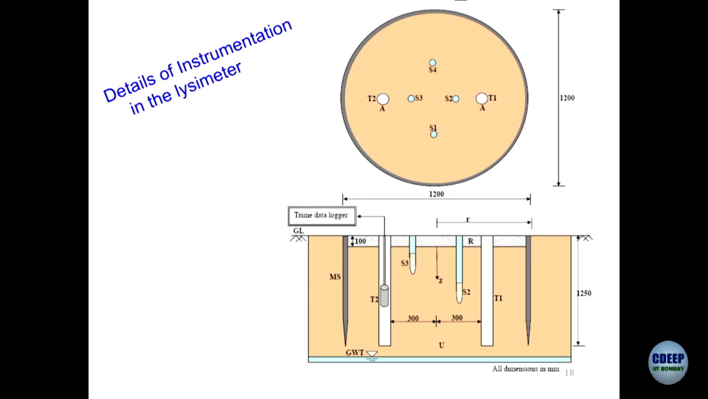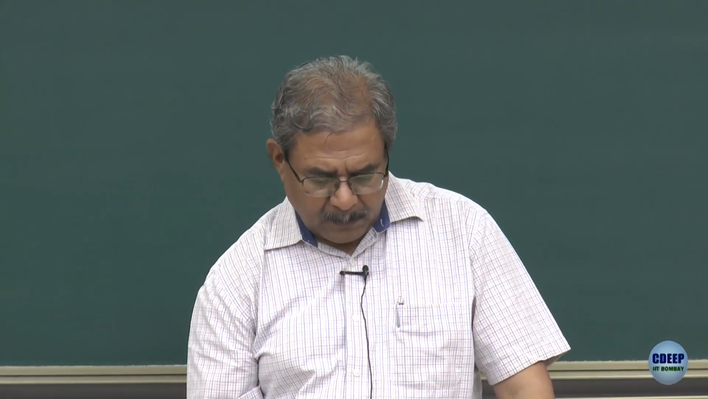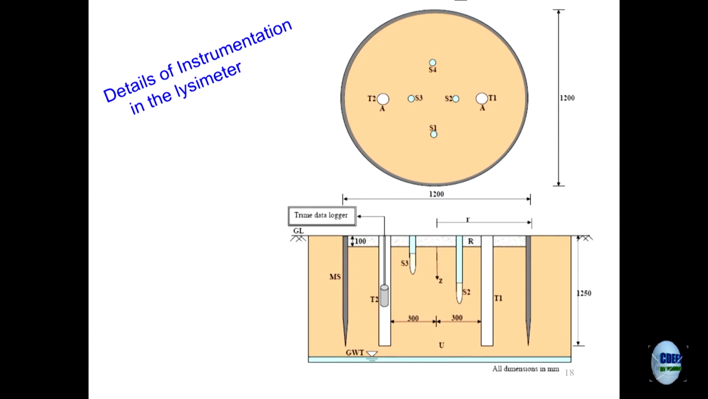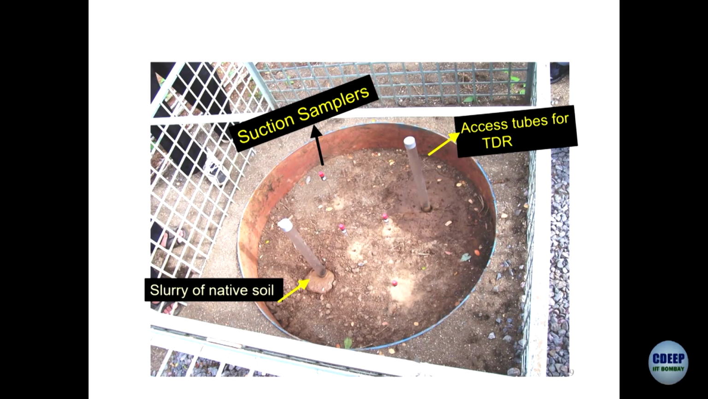This is how the arrangement looks like. It is a ring, and this ring is tamped in the soil mass to create a control volume, and then you drill out two access tubes through which the moisture content can be measured or the TDR values can be measured, and these S1, S2, S3, S4 are the suction samplers. So, you insert them in the soil mass, take out the pore solution, and this was spiked with cesium, cobalt and tritium. This is the experiment which we did at a radioactive waste disposal site.